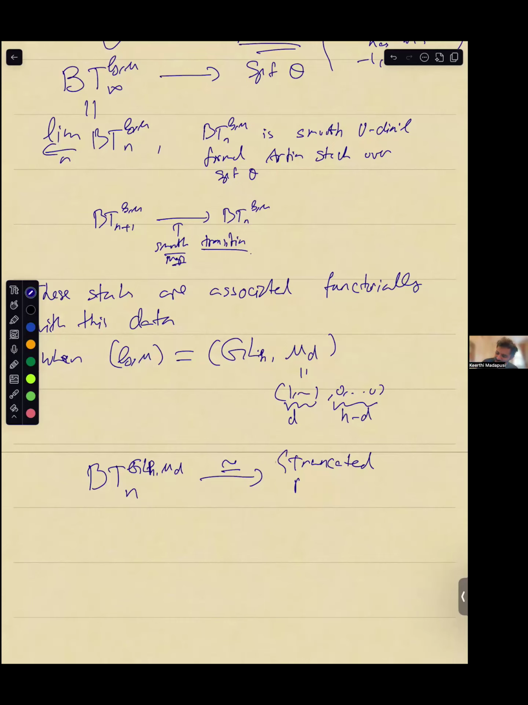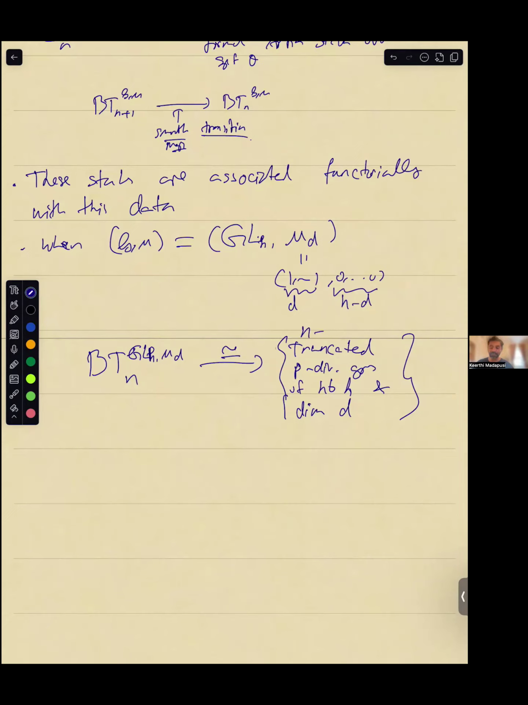Okay, so this is truncated p-divisible groups of height h and dimension d. So I mean, an n-truncated p-divisible group. In other words, these are objects also called truncated Barsotti-Tate groups. This is a notation. That's why we have this BT here. It's probably not great notation, to be honest, but this was a notation used by Drinfeld, and so we've carried this along.